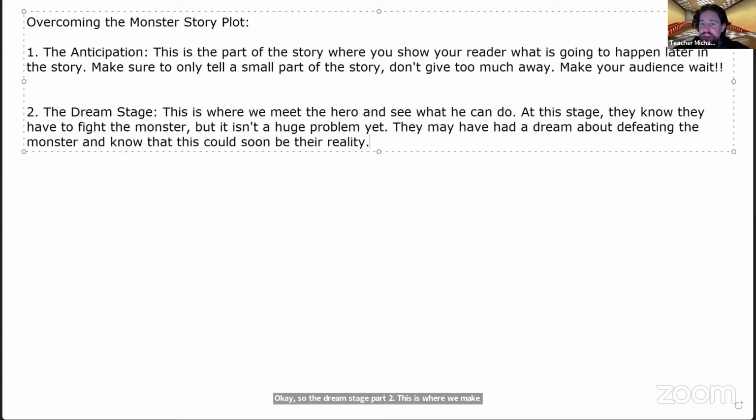So at this stage of the story, they know they have to fight the monster, but it isn't a huge problem yet. It's not like something they've got to rush out and do right now. They've still got time to train and prepare. They may have also had a dream about defeating the monster, and they know that this could soon be their reality. So, that dream might be a literal dream they have in their sleep.